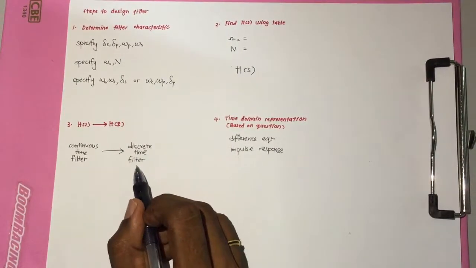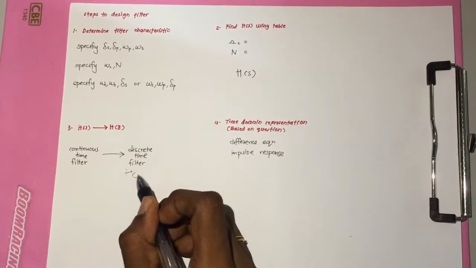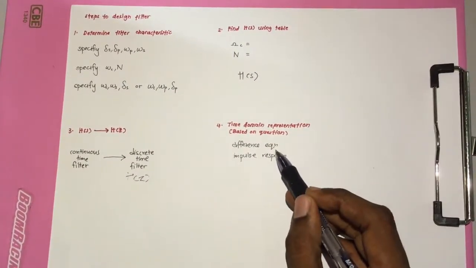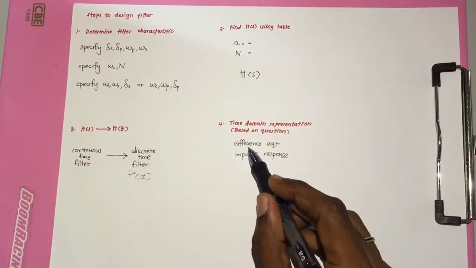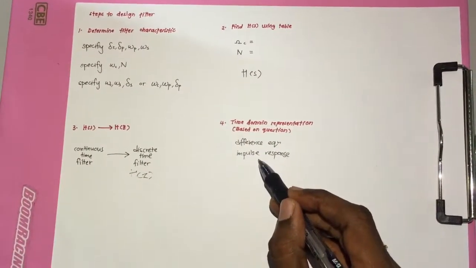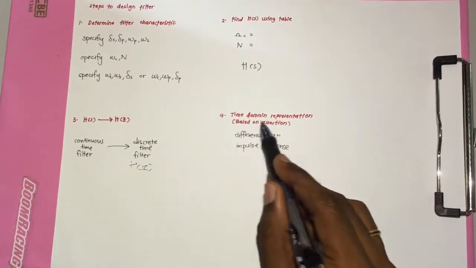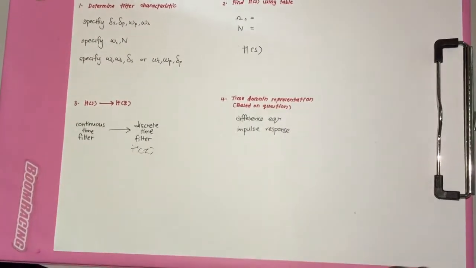Okay, after converting into HZ, the fourth step is we must refer to the question again, whether they want difference equation or impulse response. Depending on the question, we need to change it into time domain representation. Thank you.